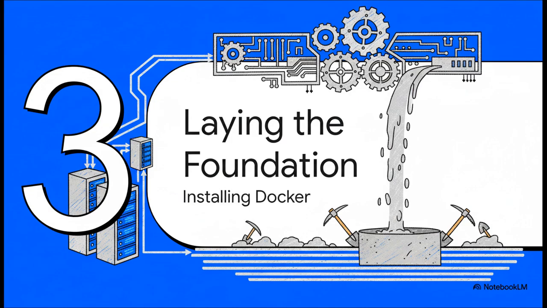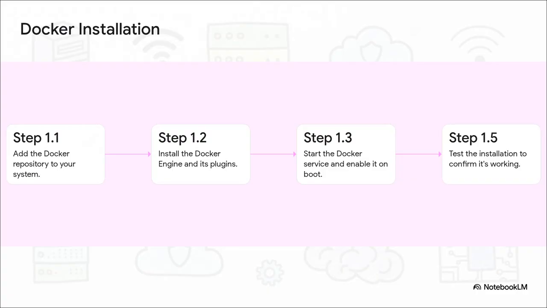Okay, time to roll up our sleeves. First thing on the list, we have to build that workshop. That means we're laying the foundation by getting Docker installed and running. Don't worry, this process is super straightforward. We're basically just telling our computer where to find the Docker tools, then we install them and flick the switch to turn it on. But that last step, the test, that's the important one. It's how we make sure our workshop is actually built right and ready for business.